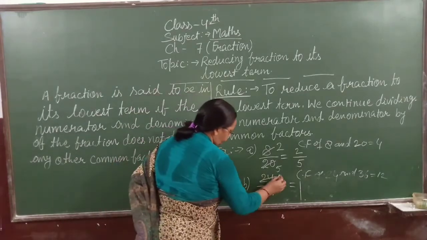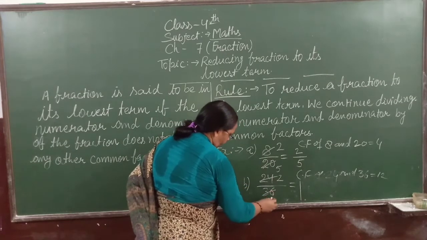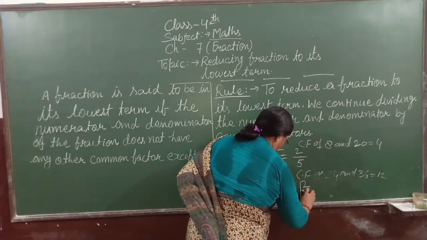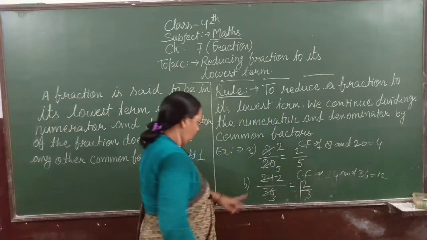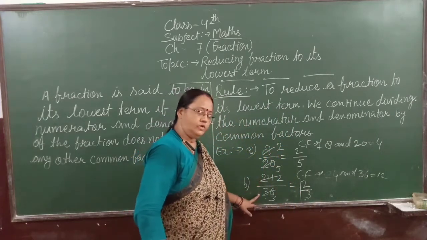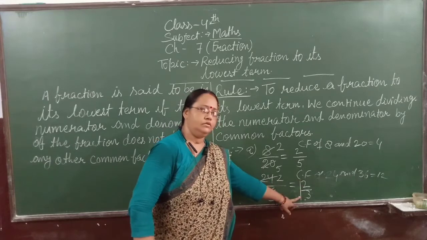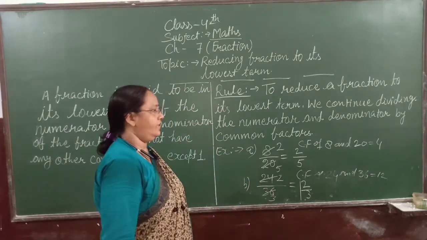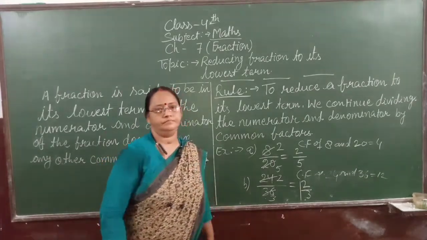12 times 2 is 24, 12 times 3 is 36. The lowest term is 2 upon 3. The lowest term of 24 upon 36 is equal to 2 upon 3. This is the process to reduce the fraction into the lowest term.